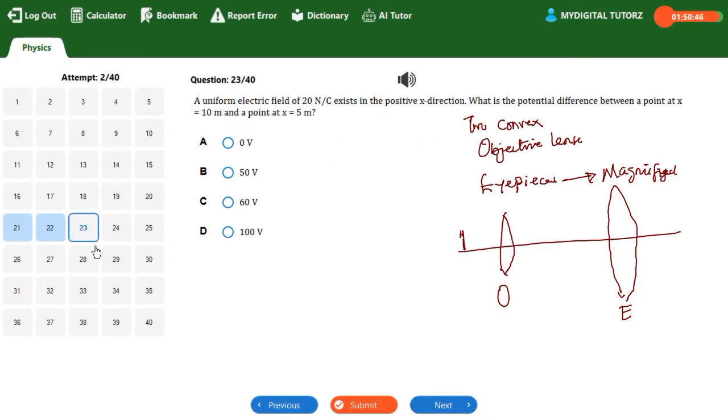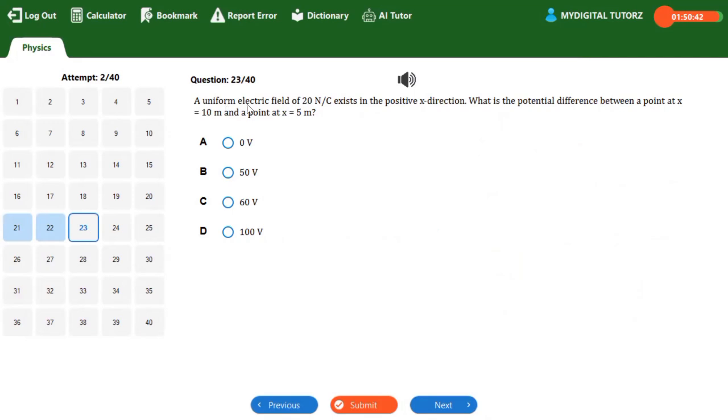Moving on to question 23. Question 23 says, a uniform electric field of 20 newton per coulomb exists in the positive x direction. What is the potential difference between a point at x equal to 10 meters and a point at x equal to 5 meters?